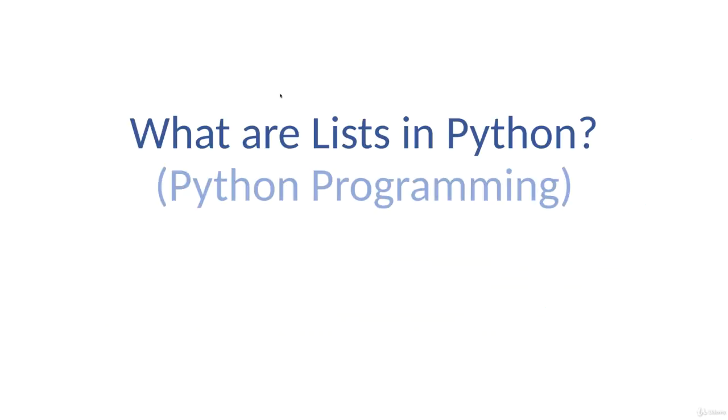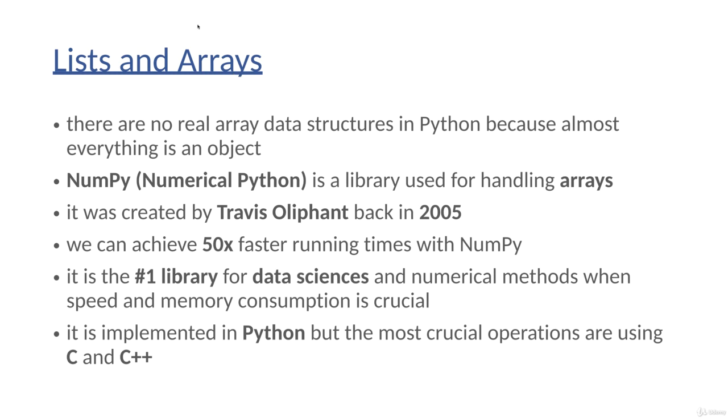So far we have been talking about array data structures, and about the implementation of lists in Python, but basically there is a huge difference between arrays and lists. So this is why in this lecture we are going to talk about what lists are in the Python programming language. The problem is that we have been talking about array data structures, but basically there are no real array data structures in the Python programming language because almost everything is an object.